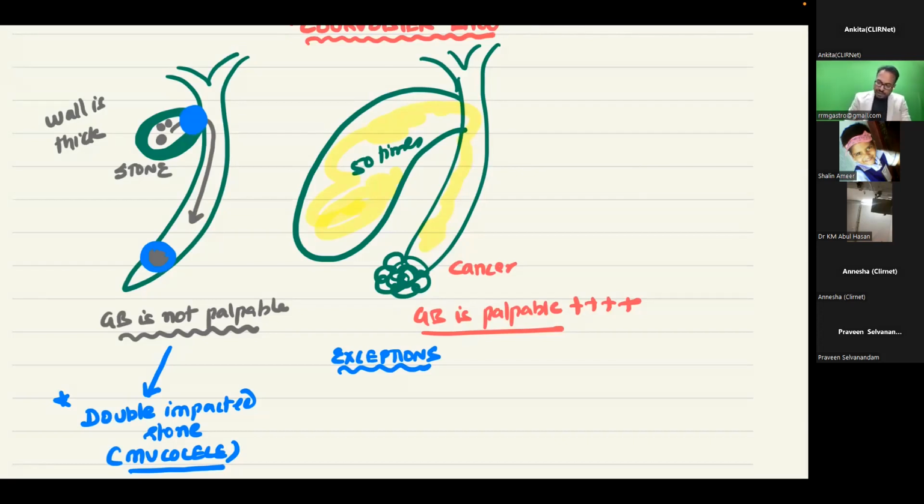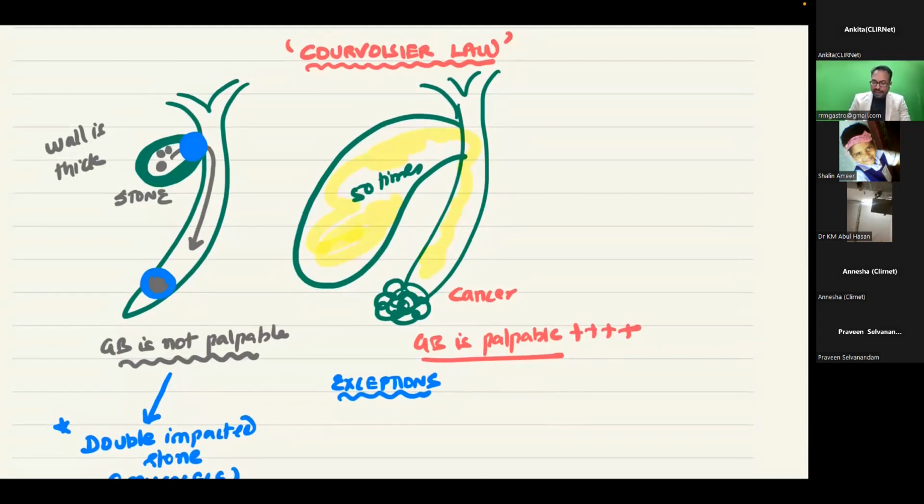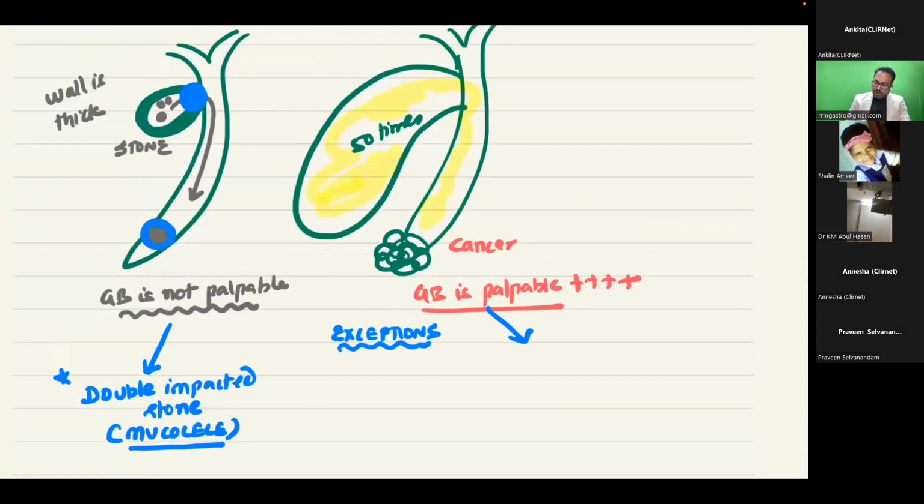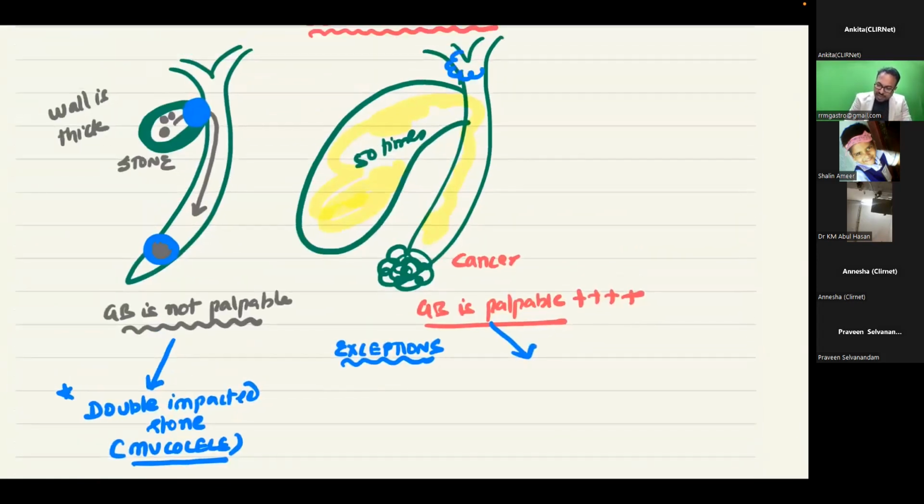So then another question: a cancer, when will you say a cancer, but the gallbladder is not palpable? That is another exception. When there is a cancer, what is the exception? When the cancer is here, what is the name of this cancer? This cancer is known as Klatskin tumor. So it will cause obstructive jaundice.